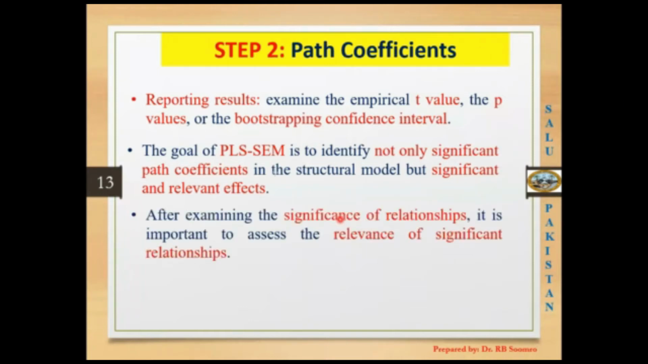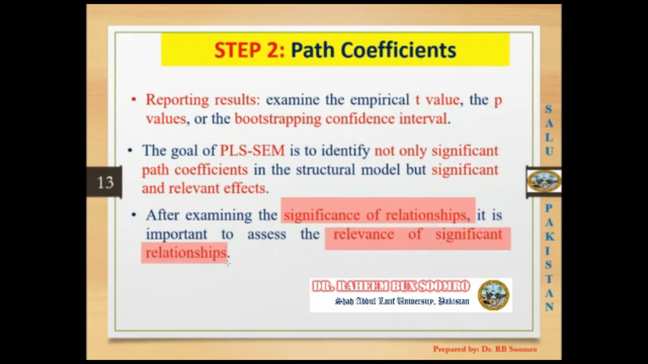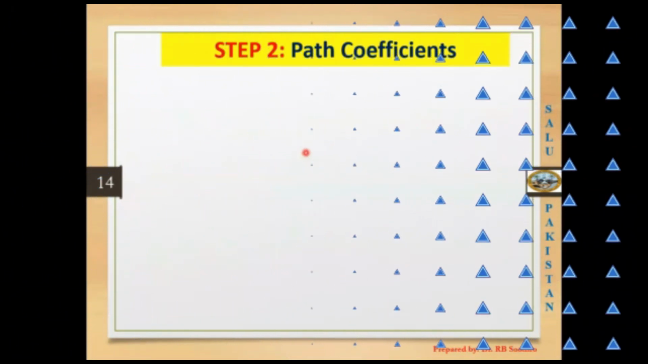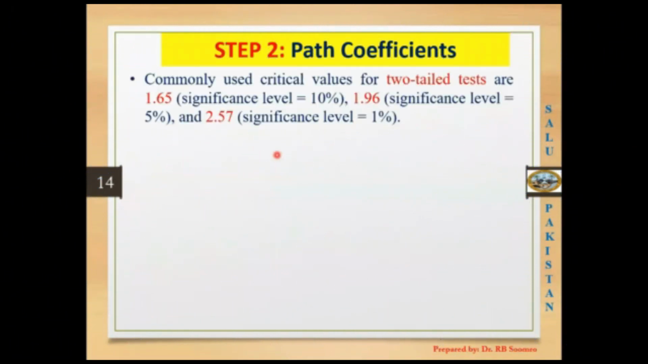And then after examining the significant relationship, it is important to assess the relevance of the significant relationship. Once the relationship is significant, then the next thing is to find out whether that is relevant or not. Now, as in the last slide, we discussed the p value and the t value. So now here we are discussing the p values.